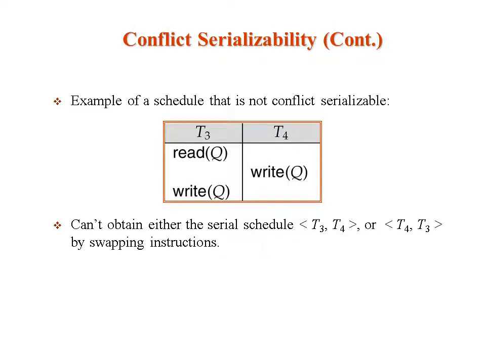This is an example of a schedule which is not conflict serializable, as the read Q, write Q and write Q are all conflicting instructions. So we cannot obtain either the serial schedule T3 T4 or T4 T3 by swapping instructions.